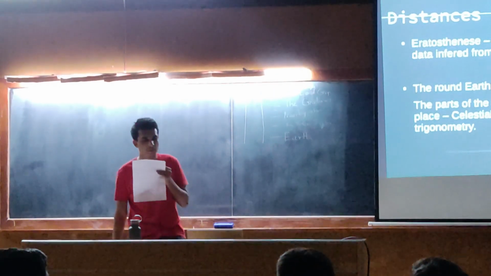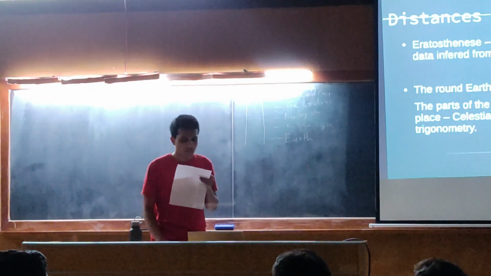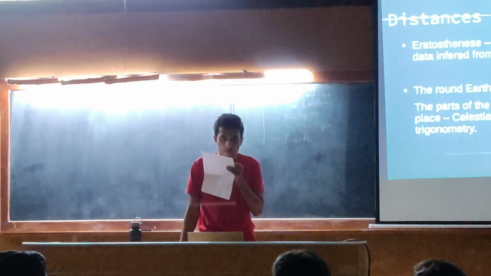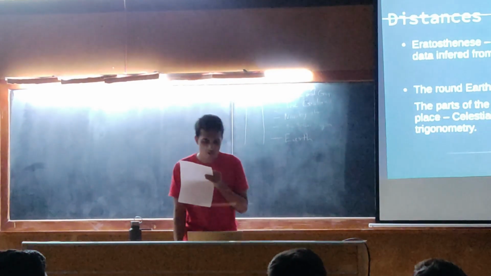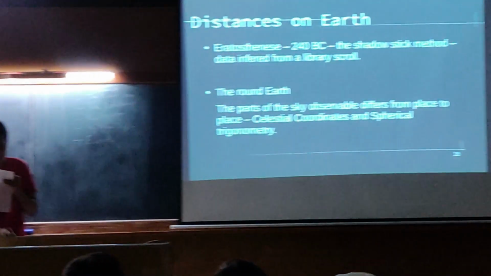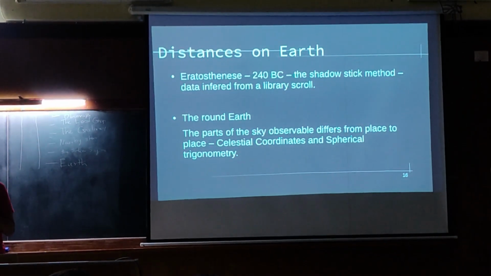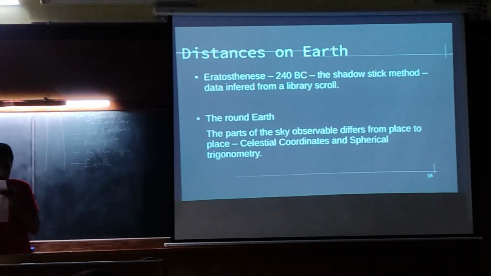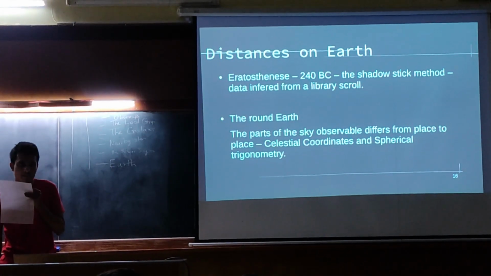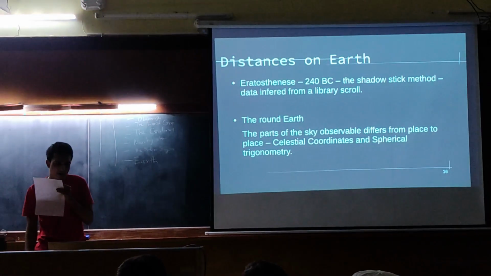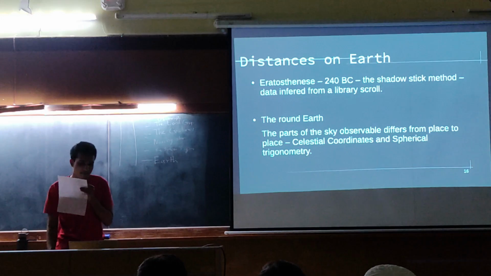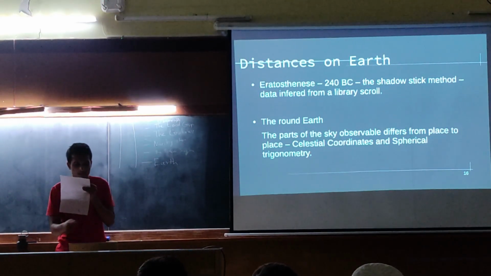So how do we go about measuring distance? The first accurate measurement of distance was given by a man called Eratosthenes in ancient Greece in 240 BC, and his method was very interesting. He never traveled and measured distances like I mentioned earlier.